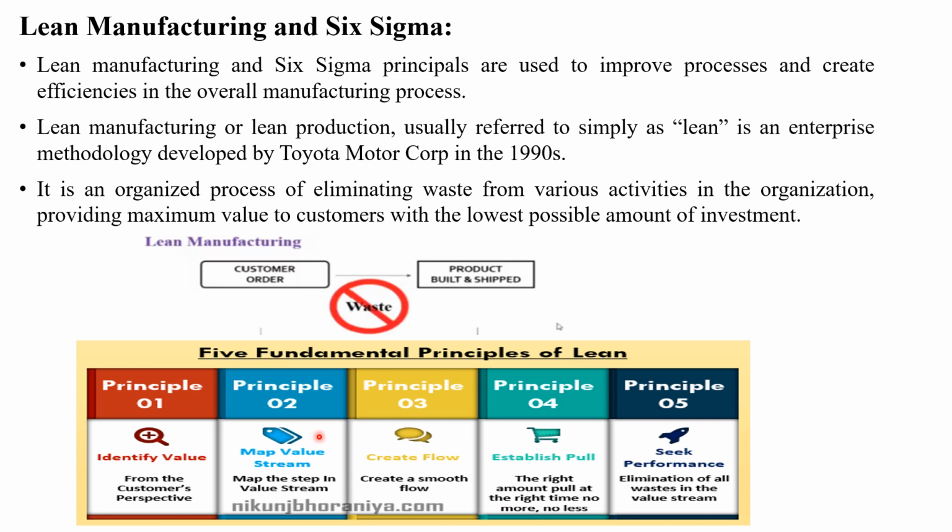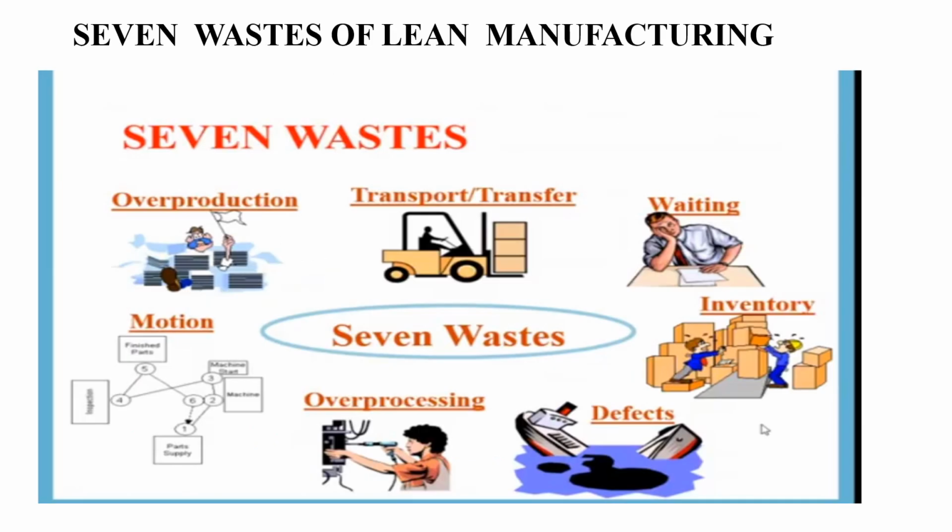We can generate the value stream mapping and create a smooth flow, using the pull technique, that is called establish pull system, and seek perfection. We can eliminate the waste in the value stream and improve the process. So these are the 7 wastes of lean manufacturing. We can see them one by one.